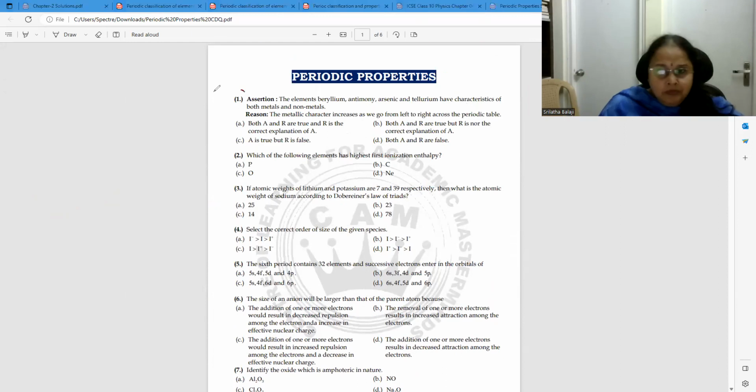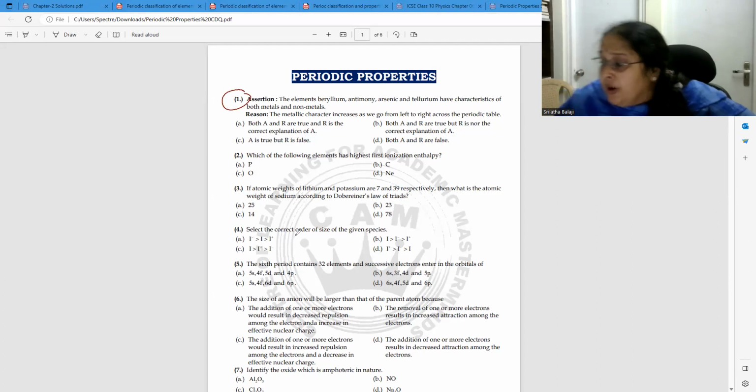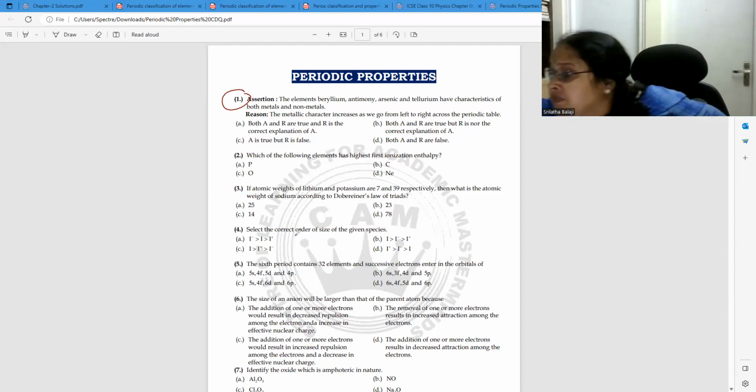So let's do the first question. Assertion, reason. So there are two statements. Elements beryllium, antimony, arsenic, tellurium have characteristics of both metals and non-metals. Keep your periodic table in front of you, please. Take your books, otherwise keep the periodic table in front of you. That's where you will speed up, because you will be able to relate the position of the elements in the periodic table chart.